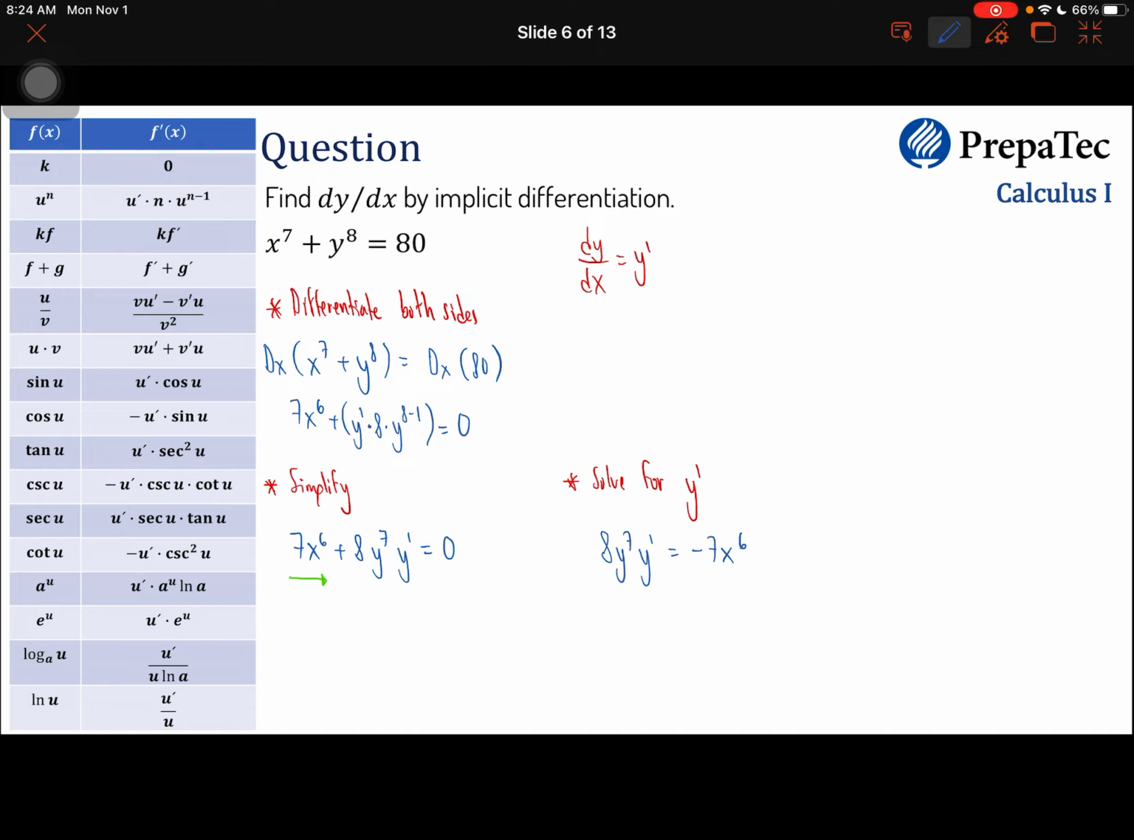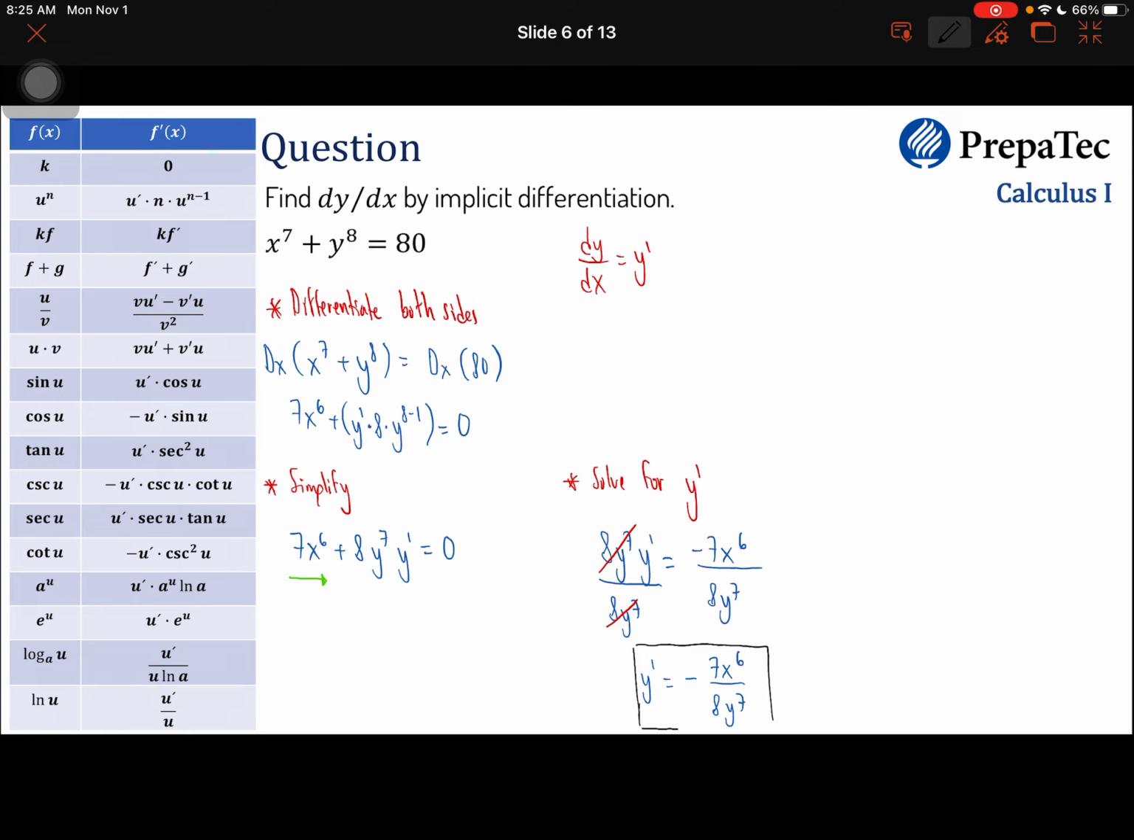And then, in another video I show a procedure. Here I'm going to change that a little bit. Remember that we need to find an expression for y prime. So I'm going to divide both sides by this factor. I'm dividing this by this factor, and I'm dividing this by this factor. So I can simplify this, and I'm going to get only y prime. So y prime is going to be minus 7x to the 6 divided by 8 y to the 7.